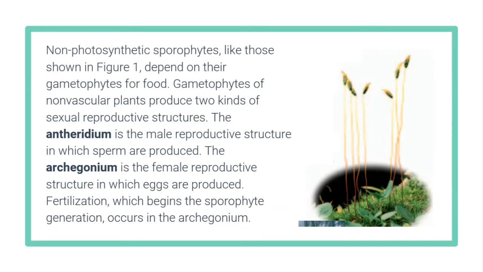Gametophytes of non-vascular plants produce two kinds of sexual reproductive structures. The antheridium is the male reproductive structure in which sperm are produced. The archegonium is the female reproductive structure in which eggs are produced. Fertilization, which begins the sporophyte generation, occurs in the archegonium.